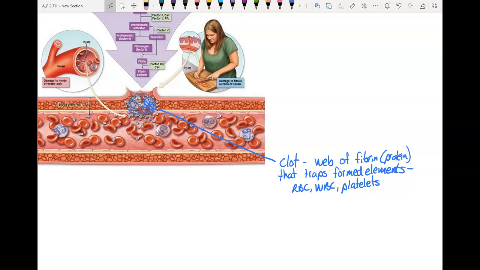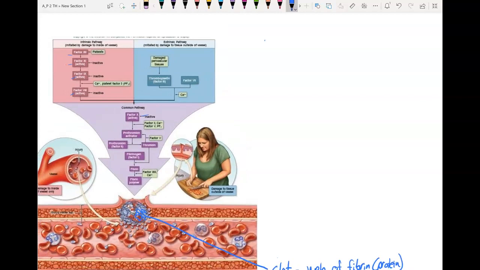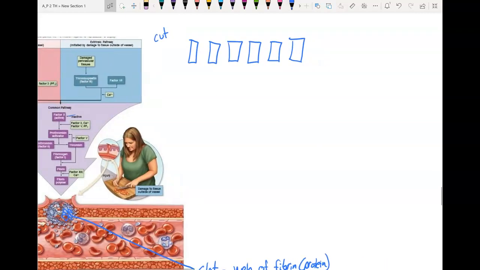So now we need to see how you get to the clot. So notice you have all these things here, these factors. If you look along, you've got factors everywhere. Think of this like a chain of dominoes. If we have dominoes, and you know how you knock down the first domino, and that makes all the others fall. That's how coagulation works. We're going to start off here with a cut, and we're going to end here with a blood clot.